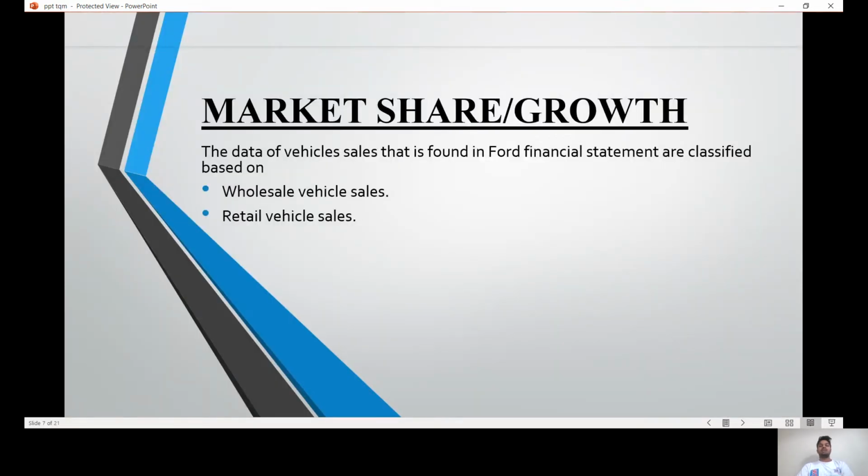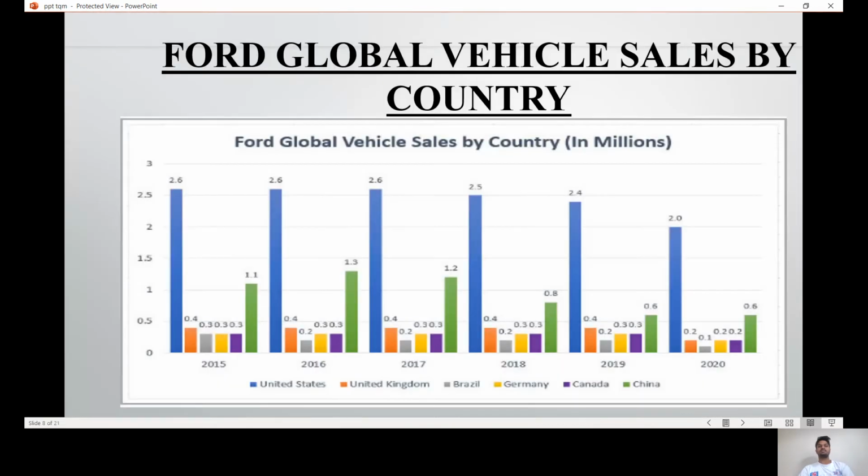Now let's discuss the market share and growth. The data of vehicle sales that is found in Ford financial statements are classified based on wholesale vehicle sales and retail vehicle sales. The wholesale vehicle sales means they are basically vehicles sold to dealerships, and the majority of such sales is correlated with the company's recognized revenue in the income statements. The retail vehicle sales represent primarily sales by dealerships to end customers and are based on estimated vehicle registrations, which include medium and heavy trucks.